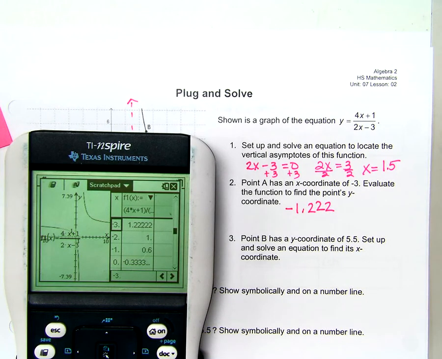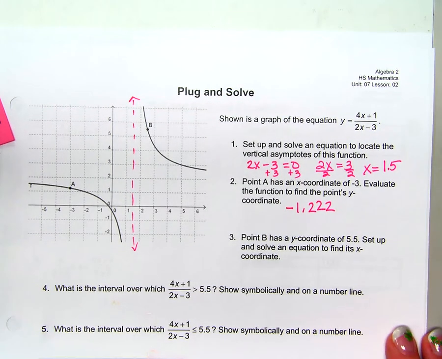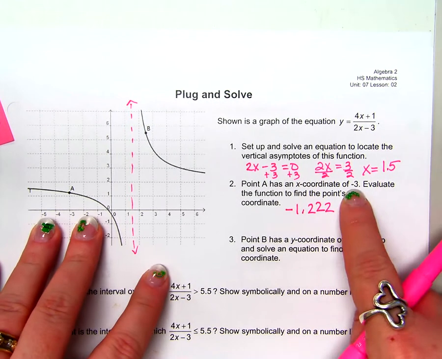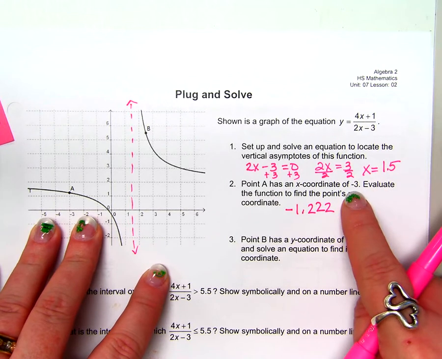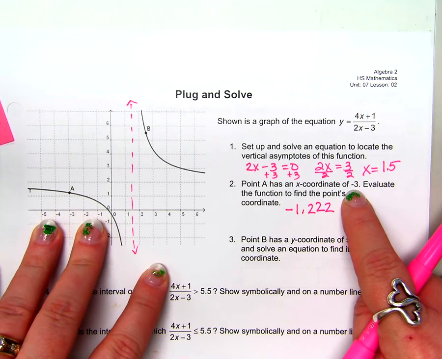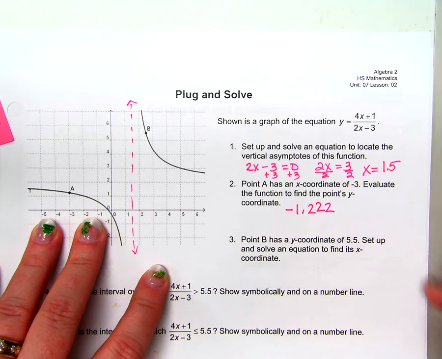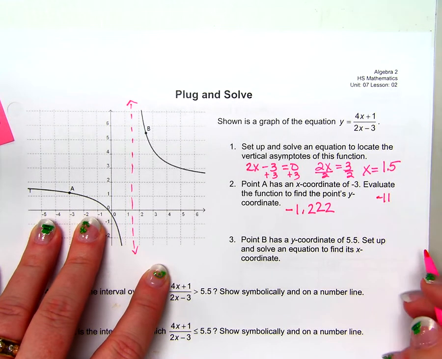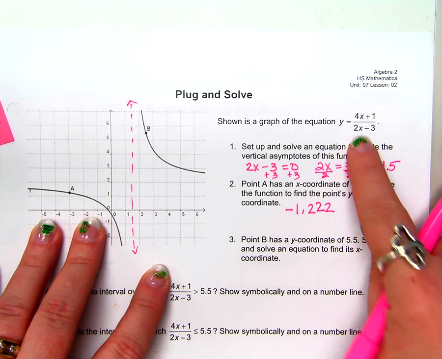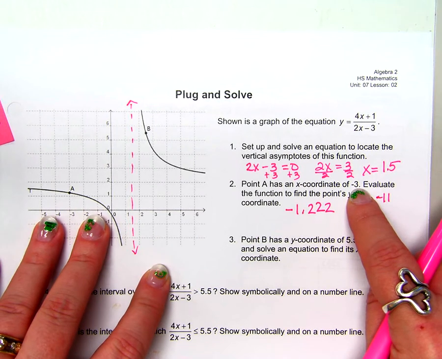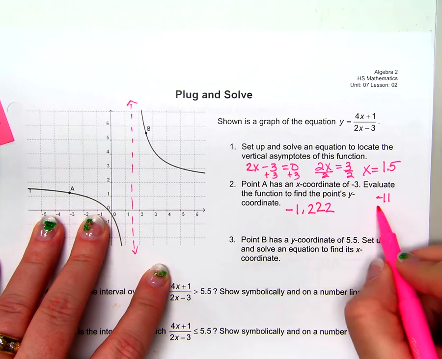We'll go to the 1,000th decimal place. Everybody get that? Is there another way to figure it out that you know of that we've done before? If you know x, how do you find y? Yeah, look. What's 4 times -3? -12 plus 1? -11. What's 2 times -3? -6 minus 3?